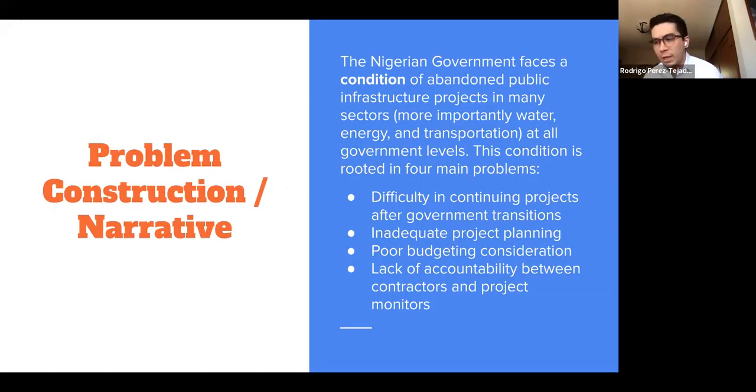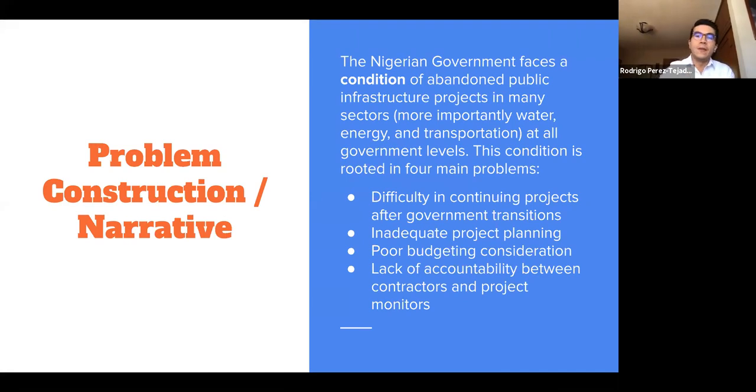So one of the first things we did as a team early on was to construct our understanding and narrative of the problem. Here we realized that the issue of abandoned projects in Nigeria is not only a problem, but a condition rooted in different problems. This condition mainly affects the water, energy, and transportation sectors and is present at all government levels. The problem is very significant at the macroeconomic level because it is estimated that around 12,000 federal government projects have been abandoned in the last 15 years in Nigeria, which amounts to around $29 billion or 10% of the country's GDP.